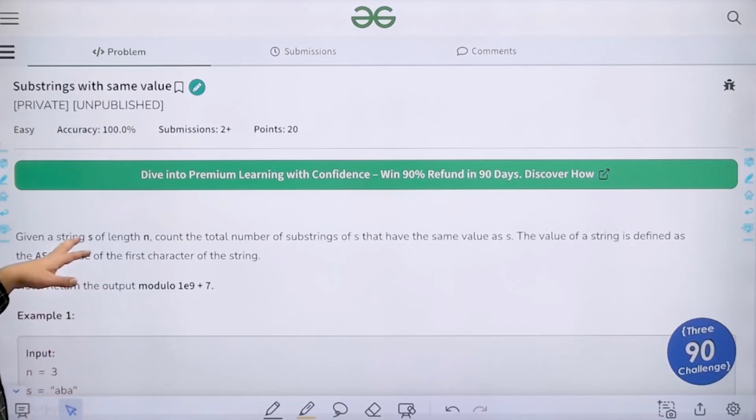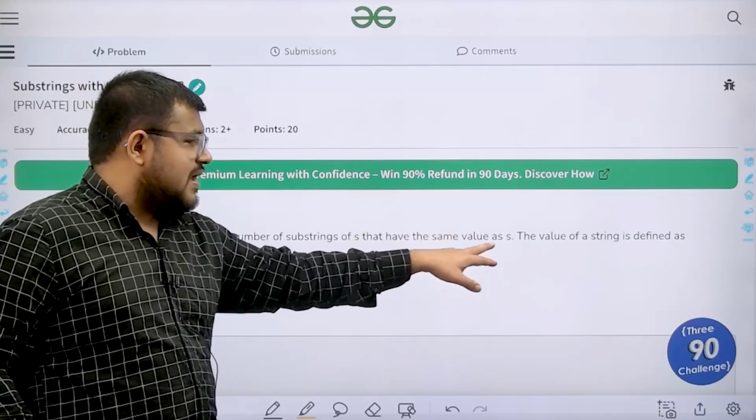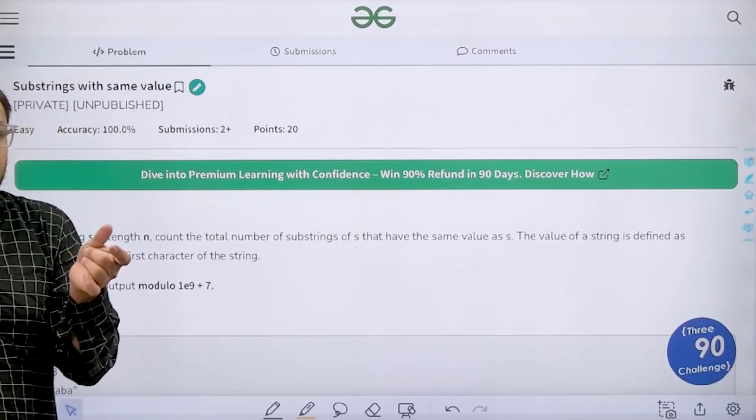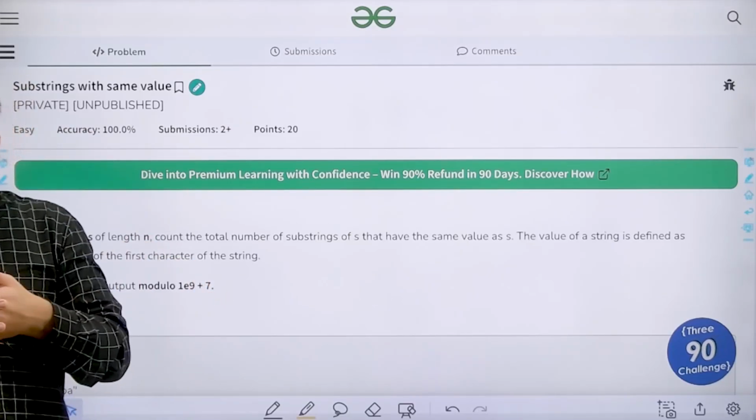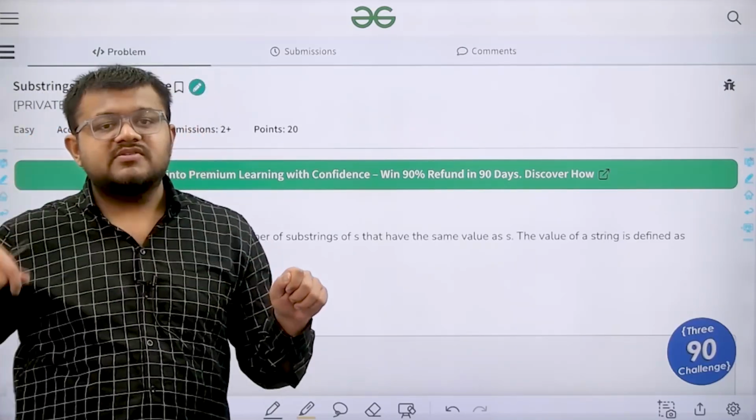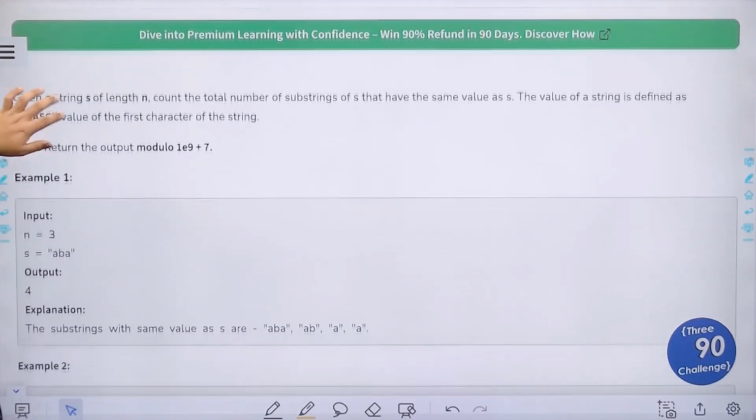And we need to count the total number of substrings that have the same value as s. S means the original string. What is the value of the original string? The ASCII value of the first character. So basically we need to tell the number of substrings which have the same first character as the original string. And we need to return it modulo 10 to the power 9 plus 7.